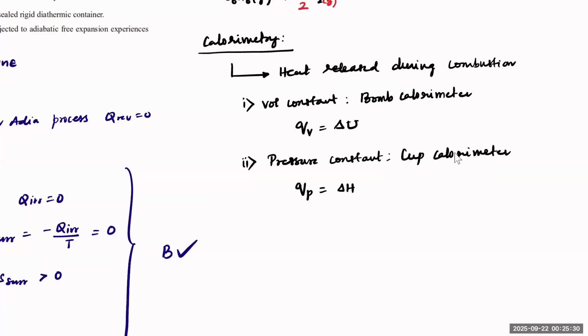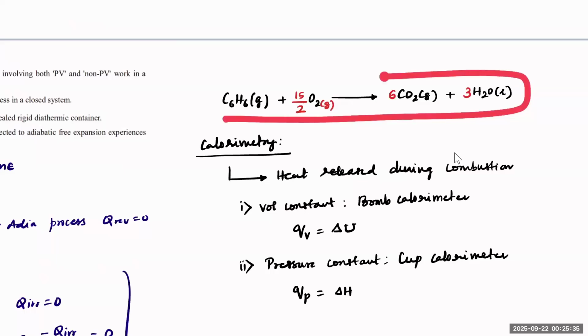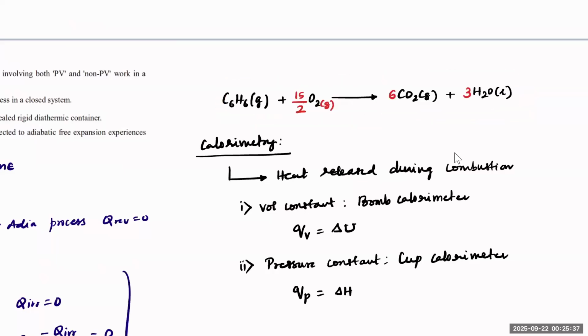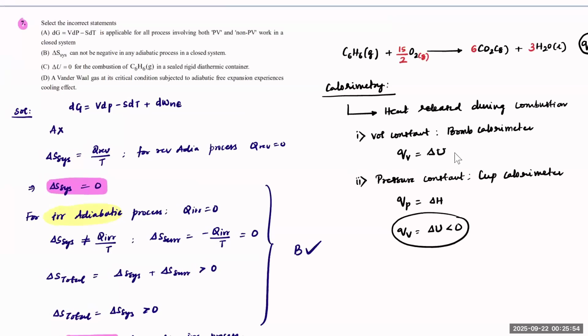Okay. So therefore, for this reaction, if you are doing a combustion, combustion will always release energy. And if you are releasing at constant volume, that will only change your internal energy. So it has to be less than 0. So will it be 0? No, right? So that means this is incorrect. So option C is incorrect.